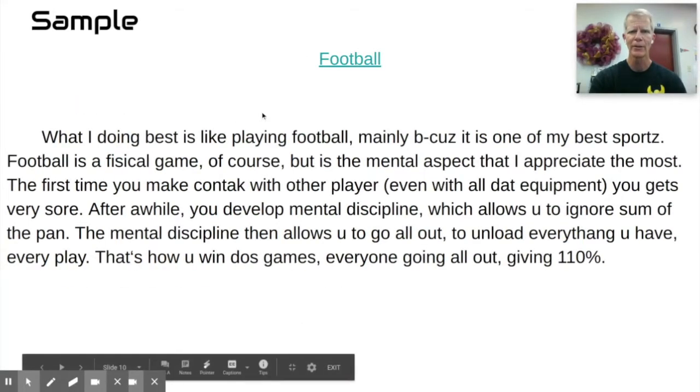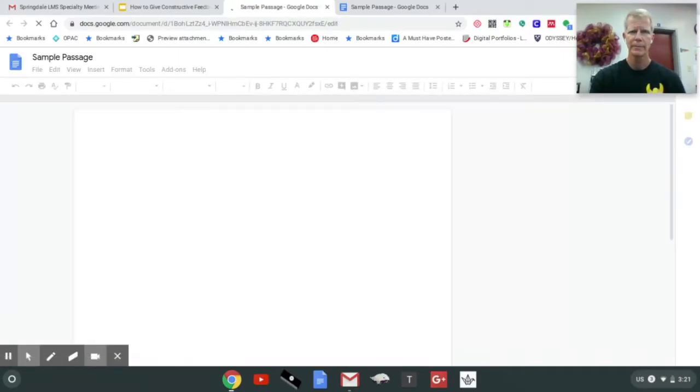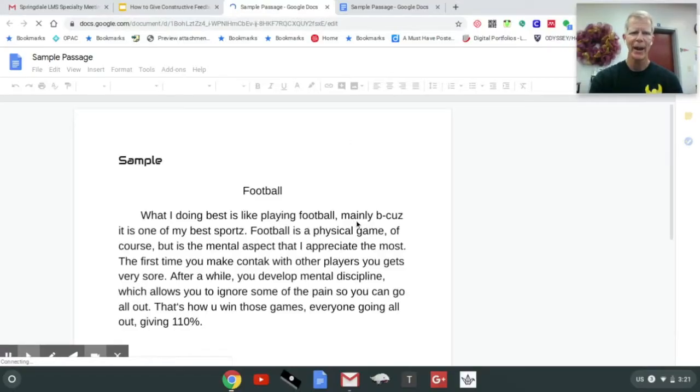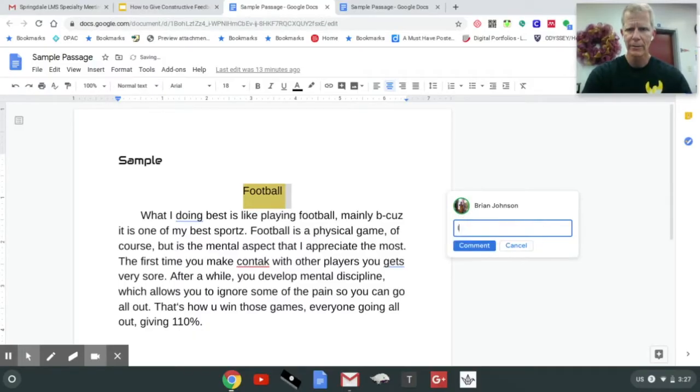So let's look at what the SPARK model looks like in practice. We're going to look at this passage here about football. Anytime you give feedback to a classmate, what you want to do first is read over their work a few times. So I'm going to take a minute and do that. And after I've done that, I'm going to go in and give them some feedback. I want to start out with an I like statement here, because everybody likes a little positive feedback. I really liked the way you stuck with the topic of why you love football.